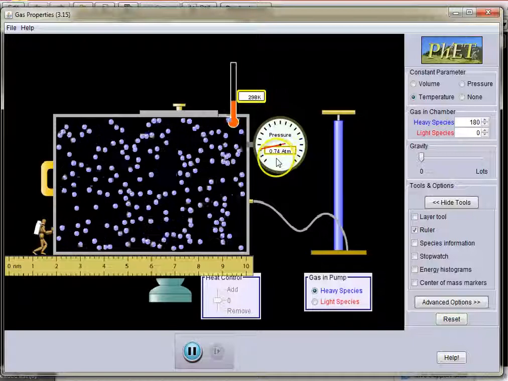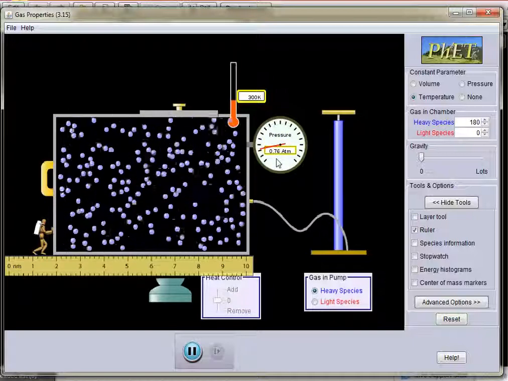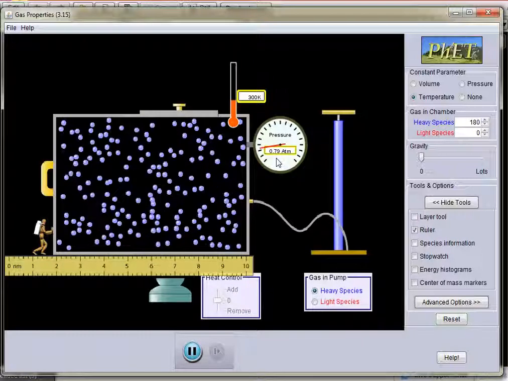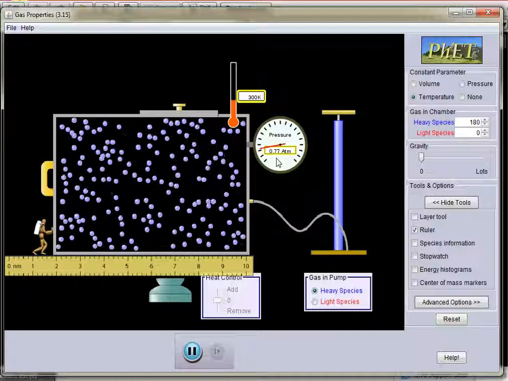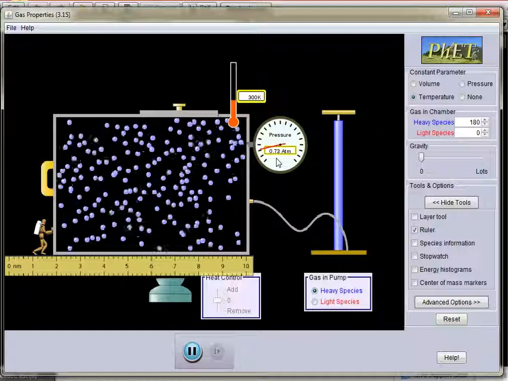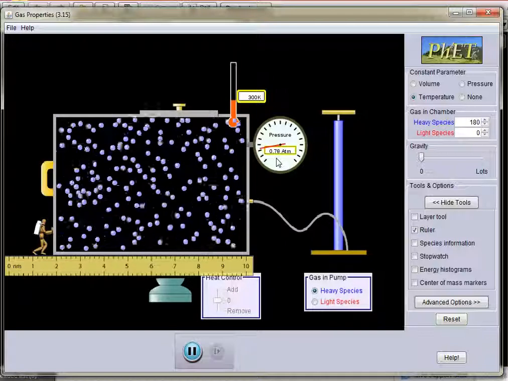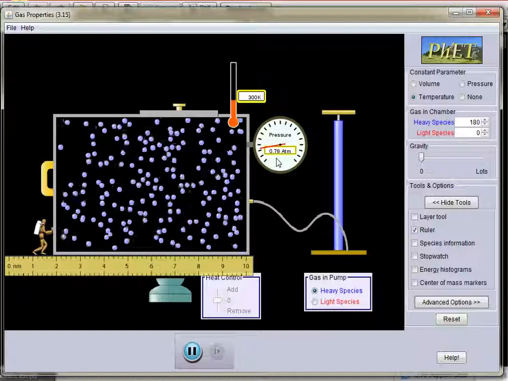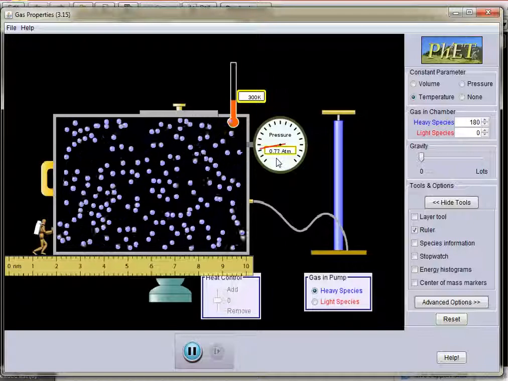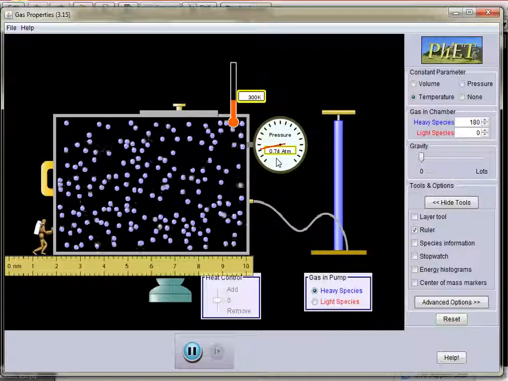You can see the pressure has come down by half. Pressure reduced by half when we doubled the volume. This is because of Boyle's law, that volume and pressure are related. If you increase the volume, the pressure reduces. If you decrease the volume, pressure increases. And this change is proportionate. That's what we have proved so far.